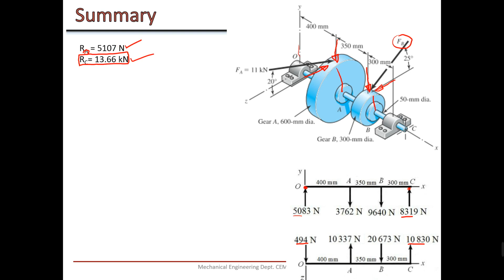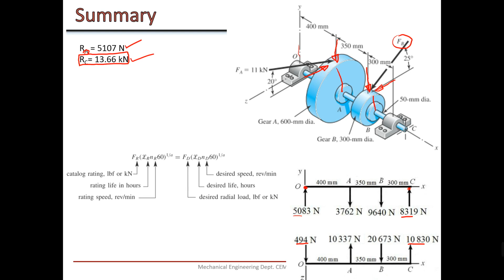Now every bearing has its life. The manufacturer has designed a bearing according to some life, let's say 1 million. This is the equation: rated load, rated life. This life for most manufacturers is 1 million. We need the load acting on the bearing. In this case it is 13.66 kilonewton. We need a life, how many hours we need, and what the RPM is.